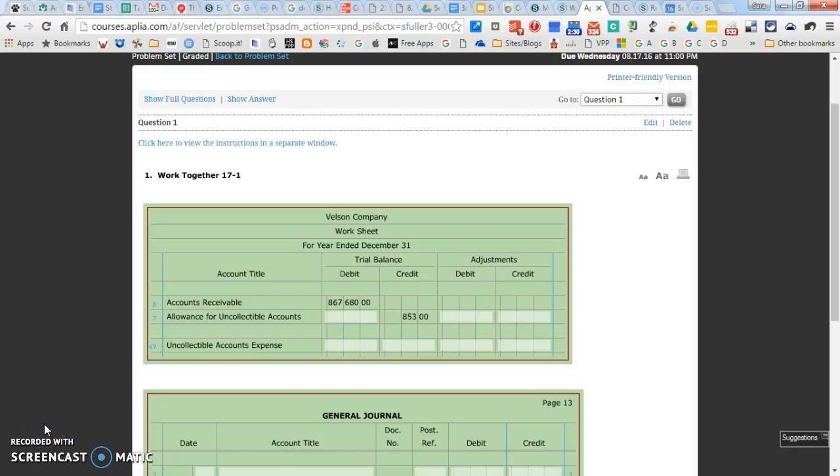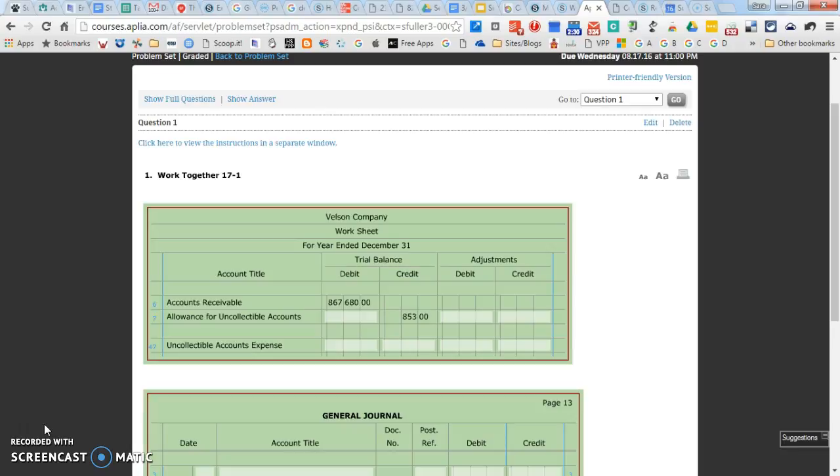Okay, so where I am getting this information is from the book and the instructions on page 518. For the first part, Wilson Company estimates uncollectible accounts expense as 0.3% of its total sales on account during the current year. Wilson had credit sales of $2,152,000. The balance in the allowance for uncollectible accounts before adjustment is $853 credit. Record the uncollectible accounts expense. So that's what we have to calculate.